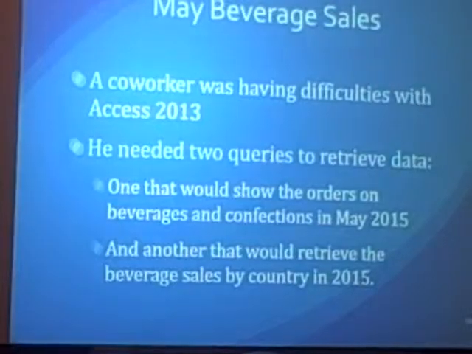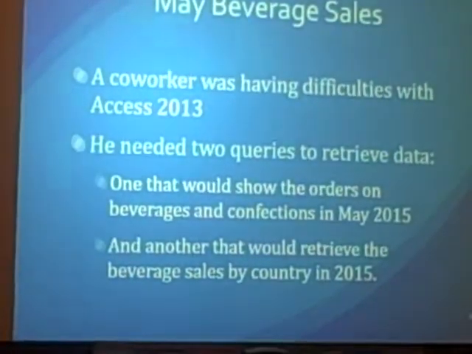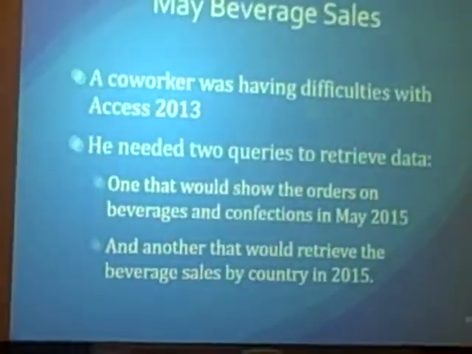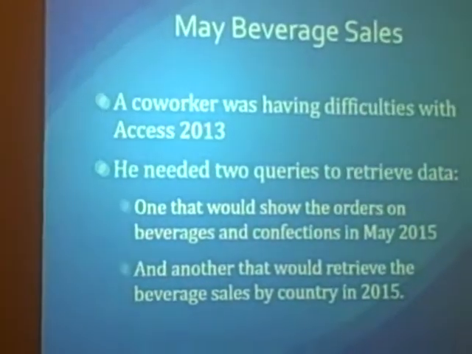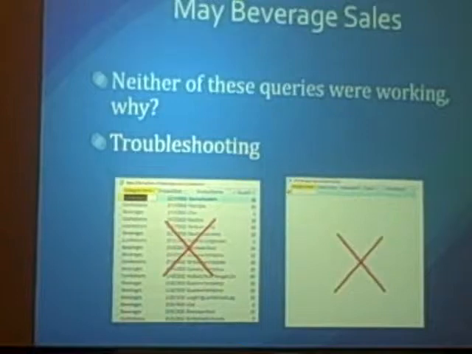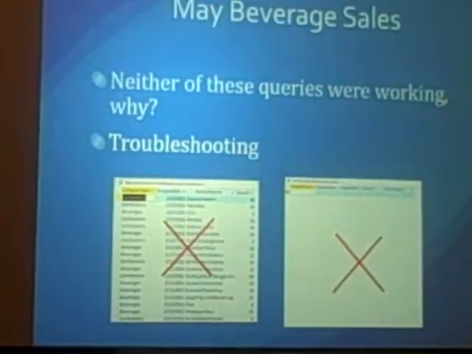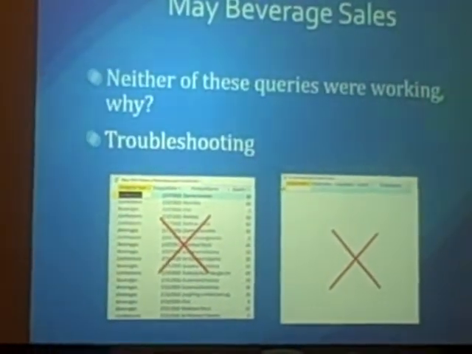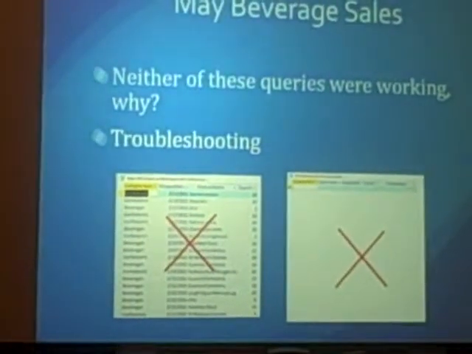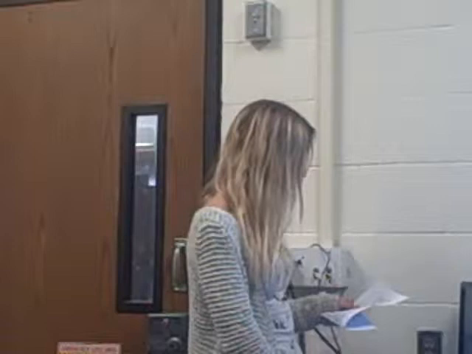The first one would have to show the orders on beverages and confections in May 2015, and the second query had to retrieve data for beverages sales by country in 2015 as well. So he had designed both these queries in Access, but neither of them were working. So we had to look into them and find out what was wrong with them.